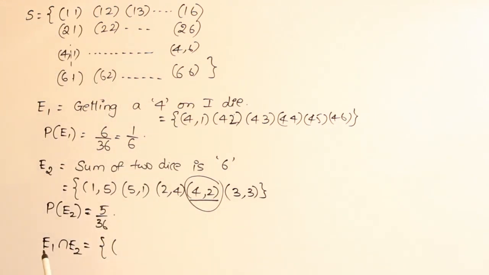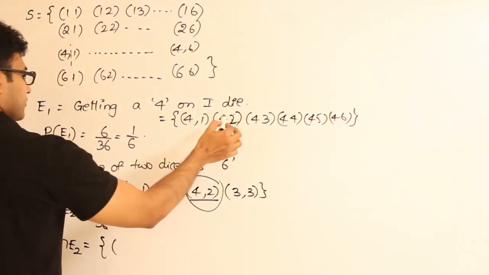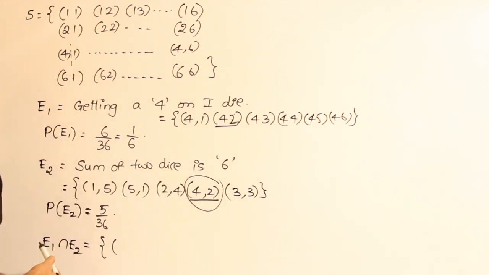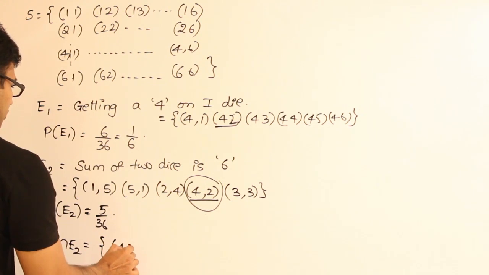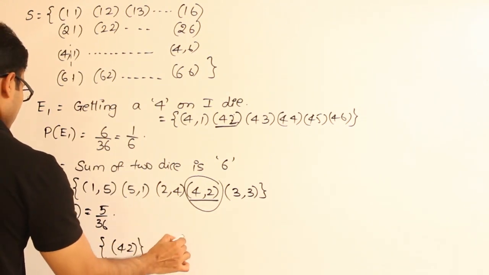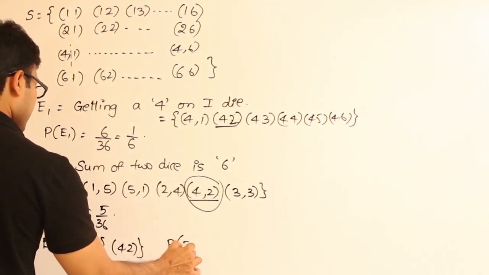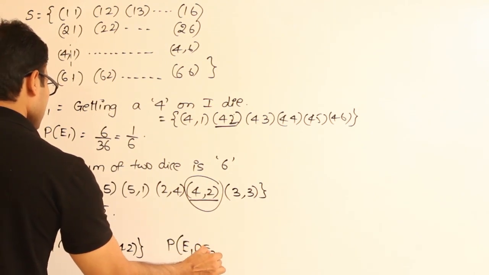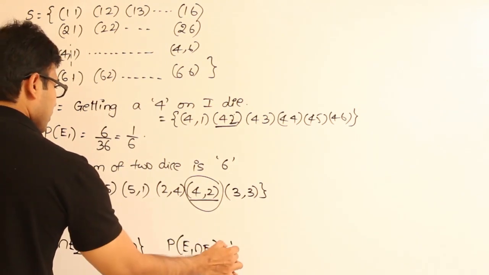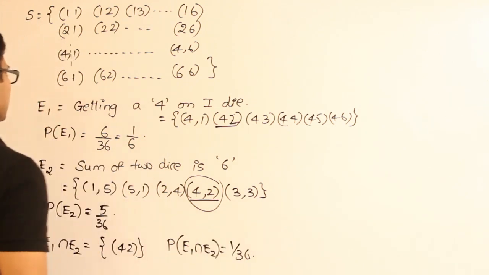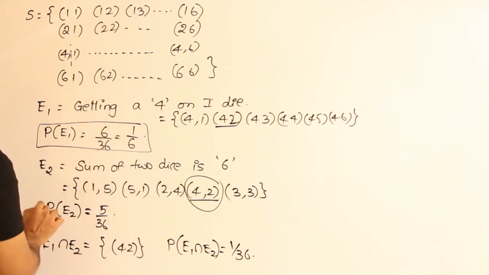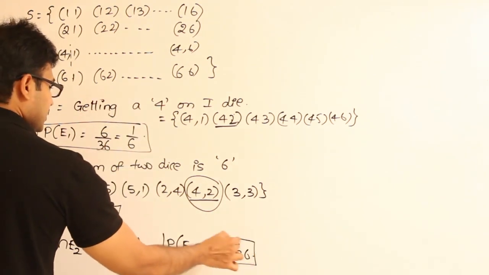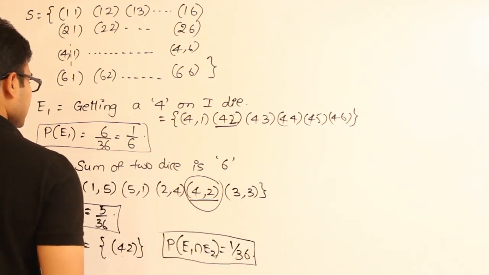Got it? Now we have 4 2 here and 4 2 here. So what about both of them? So intersection is going to be 4 comma 2, and so the probability of getting E1 intersection E2 is equal to 1 by 36. Now observe these numbers. Probability of E1 is 1 by 6, probability of E2 is 5 by 36, and probability of E1 intersection E2 is 1 by 36.